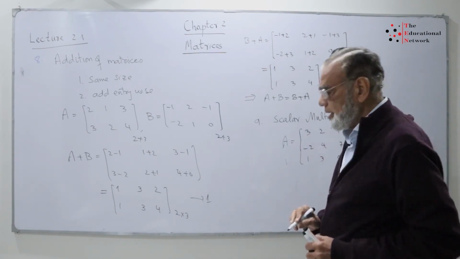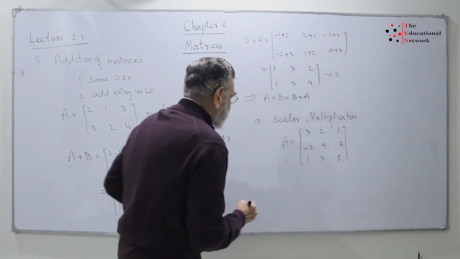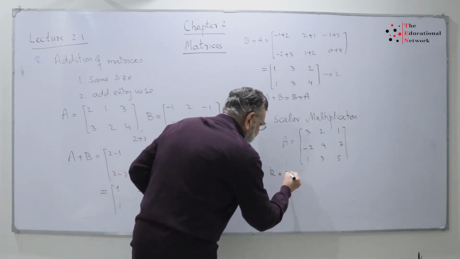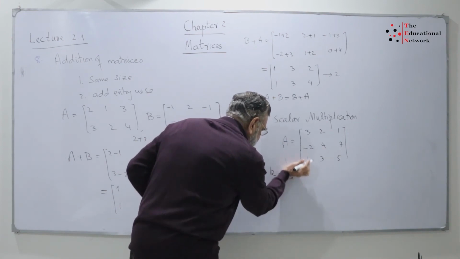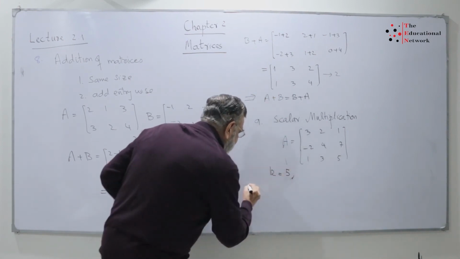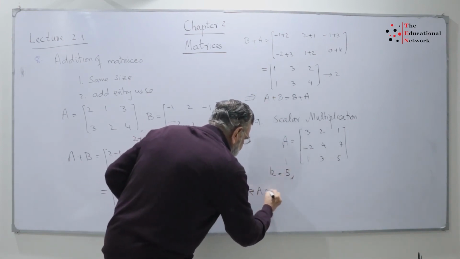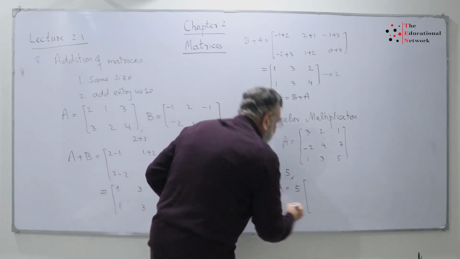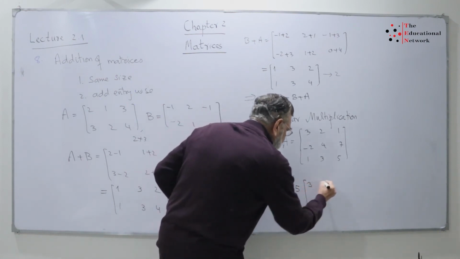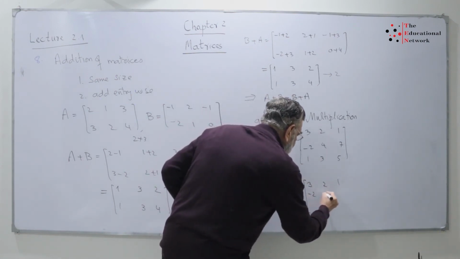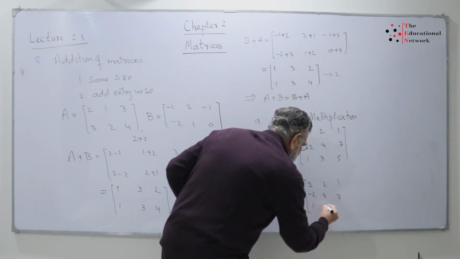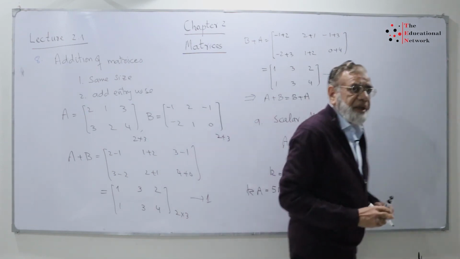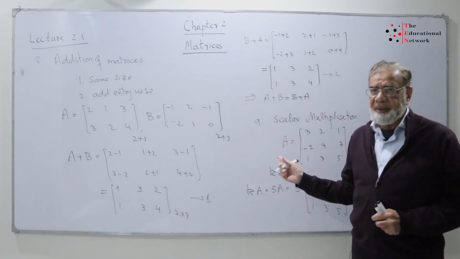So I take any scalar. Let my scalar K be 5. K is equal to 5. I want to write kA, which means 5A. So this is equal to 5 times my matrix A. My matrix A is 3, 2, 1, minus 2, 4, 7, 1, 3, and 5. Now when I multiply by the scalar, each entry of the matrix is multiplied by the scalar.